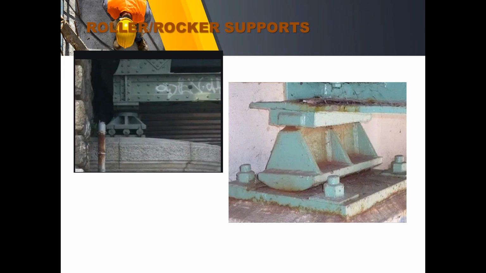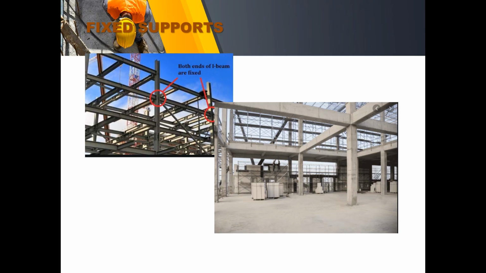So this is the actual example of the roller or rocker supports. In this case, the roller is free to move sideways. Next, we have here the fixed supports. Of course, that is restrained. It is normally found in structural systems like reinforced concrete and structural steel framing system. In the structural steel framing system, if the support is welded, of course, it is restrained on three axes.